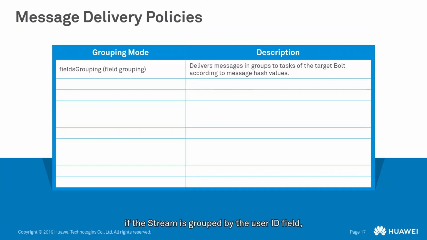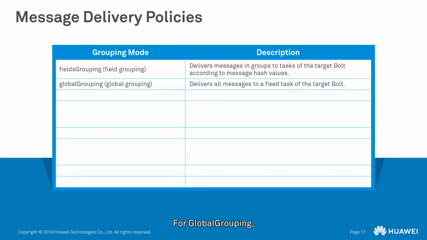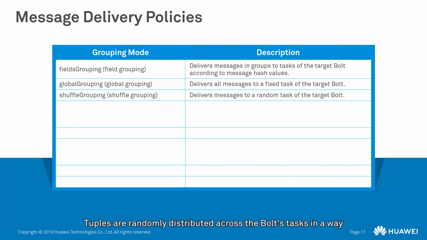For example, if the stream is grouped by the user ID field, tuples with the same user ID will always go to the same task, but tuples with different user IDs may go to different tasks. For global grouping, the entire stream goes to a single one of the bolt's tasks. Specifically, it goes to the task with the lowest ID. For shuffle grouping, tuples are randomly distributed across the bolt's tasks in a way such that each bolt is guaranteed to get an equal number of tuples.